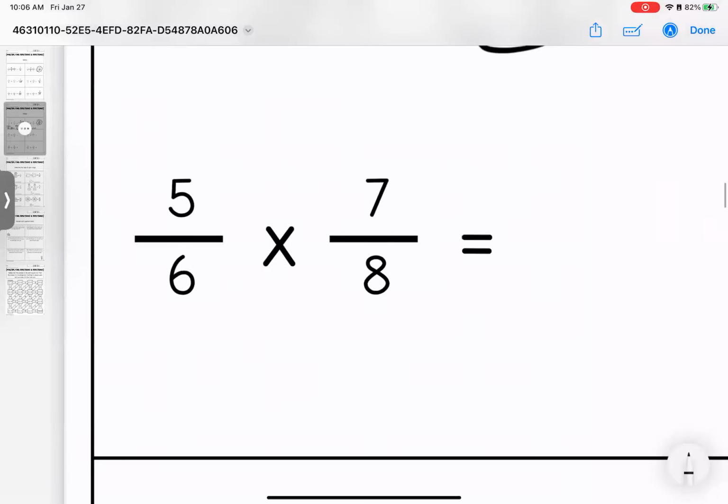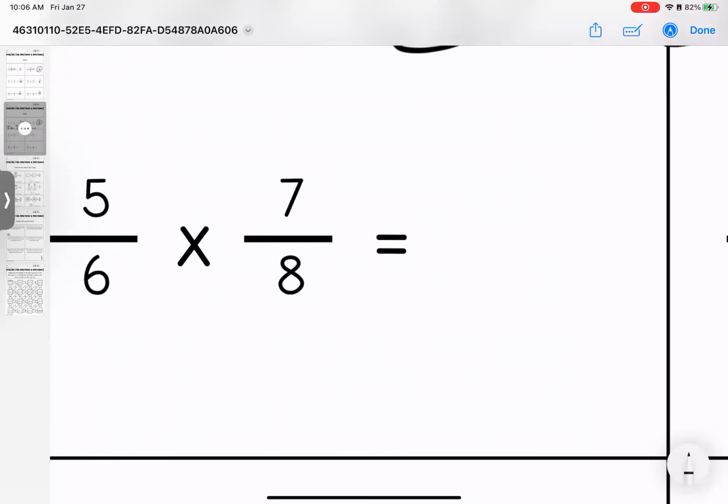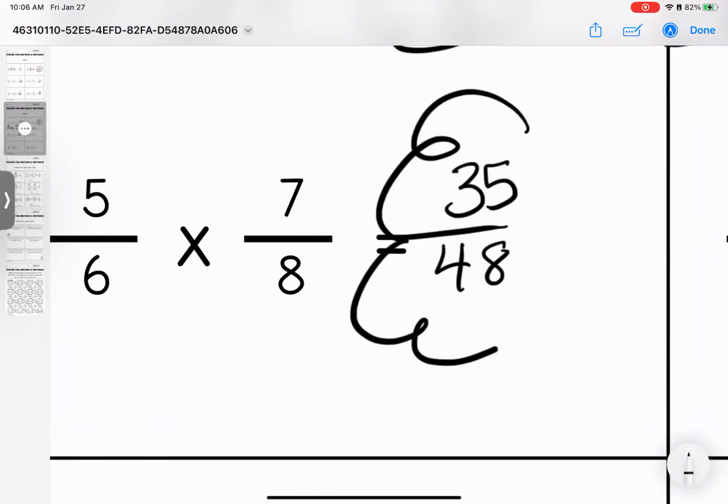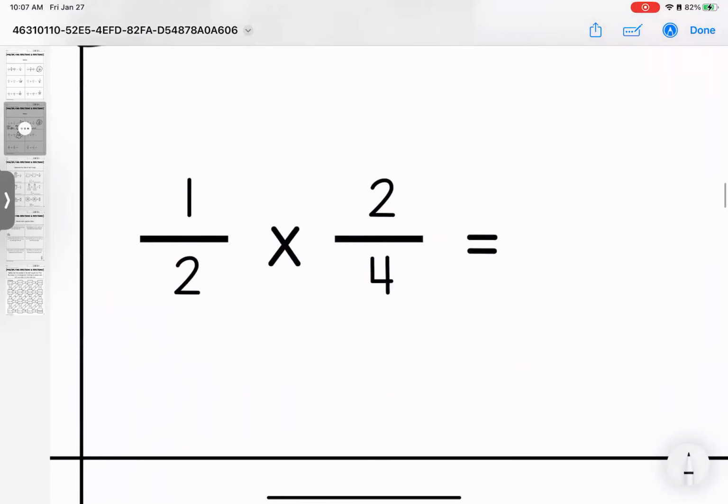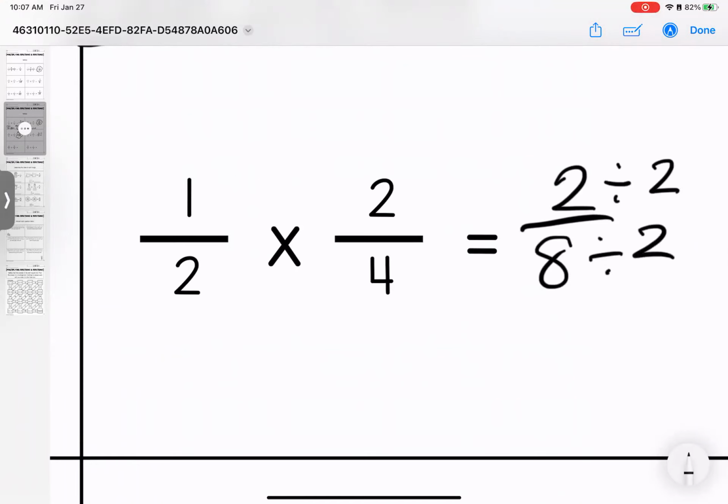Coming down to the bottom here, we have 5 times 7 is 35, and 6 times 8 is 48. Where's my fraction bar? This one, simplest form. 1 times 2 is 2. 2 times 4 is 8. These can both be divided by 2. Simplest form would be 1/4.